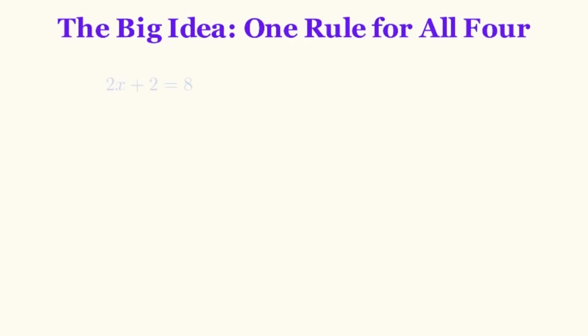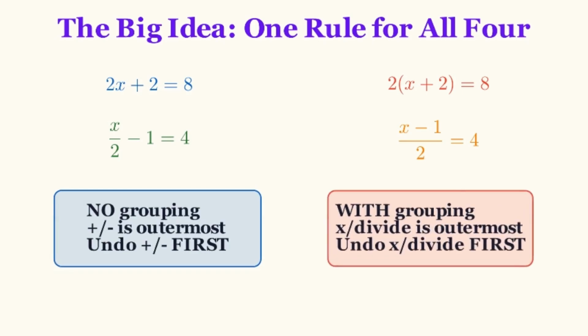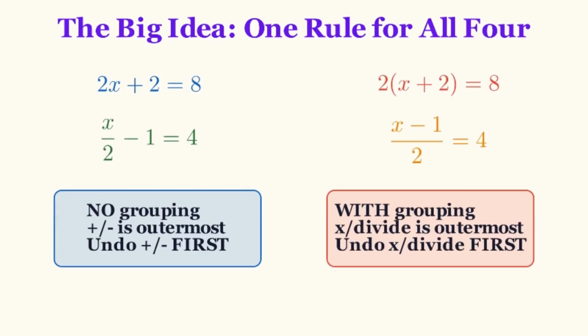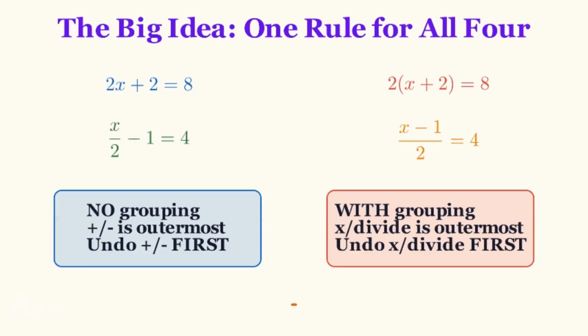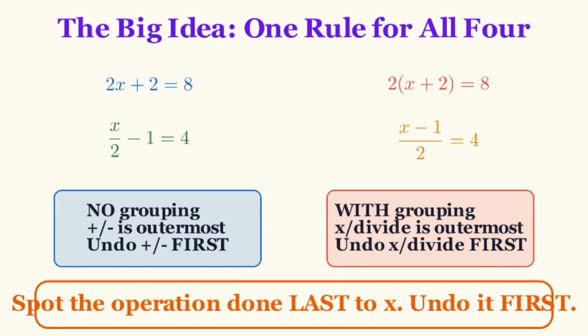So here's the big idea behind all four. When there's no grouping symbol, the plus or minus is outermost, so you undo that first. When there is a grouping symbol, the times or divide is outermost, so you undo that first. One simple instruction covers every case. Spot the operation done last to x and undo it first.